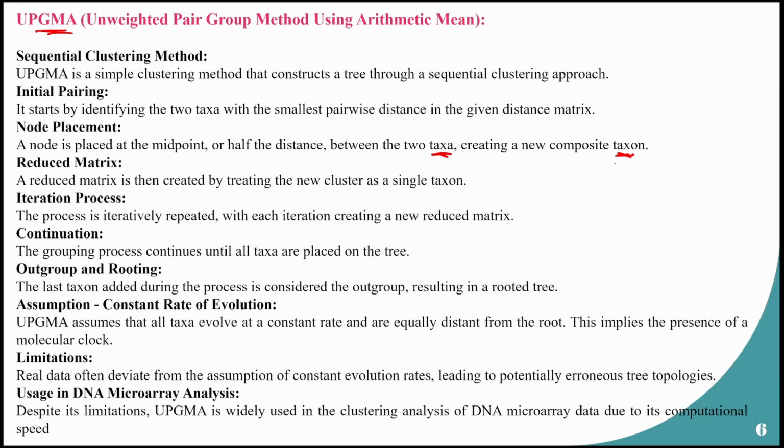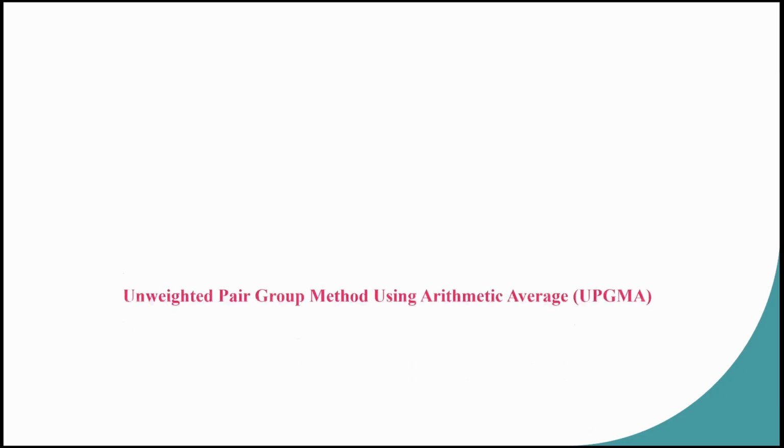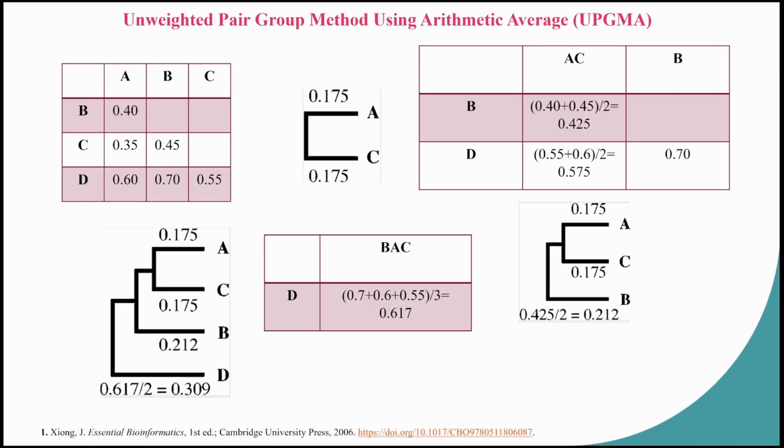We have to find, for example, the lowest pairwise distance amongst our given data set, and then put a node there. Then we recalculate the entire matrix, combining the two taxon that have the lowest pairwise distance as a new composite taxon. And then we iterate through the process, which gives us a tree-like structure such as this one. Here, for example, we had 4 taxon or 4 species.